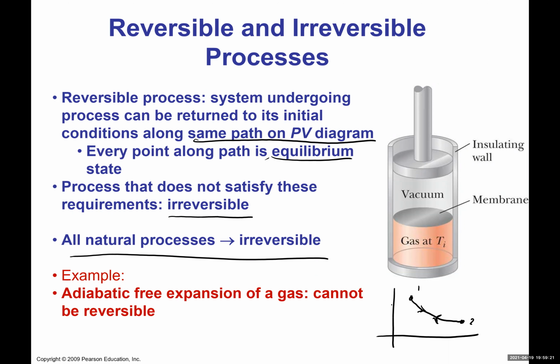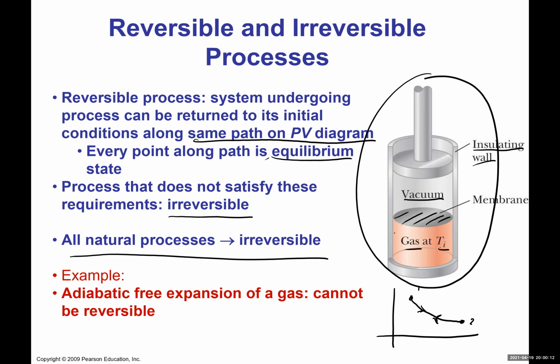One good example of an irreversible process here is the adiabatic free expansion of gas. So it cannot be reversible. Let's see what we have over here. We have a gas that is thermally insulated in a container. So right here we have a container with some gas at initial temperature, and we can assume that again it's thermally insulated, with an insulating wall, and there's a membrane here that separates gas from vacuum. That means in this region we have vacuum, here we have gas, and this membrane separates them.